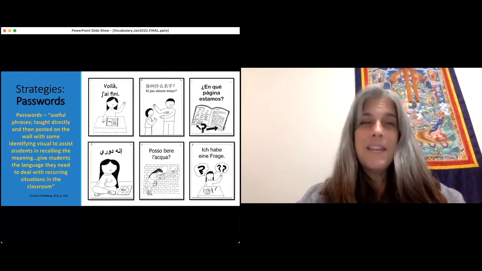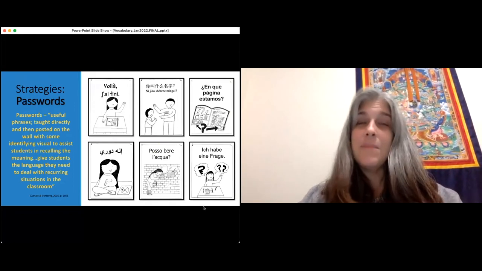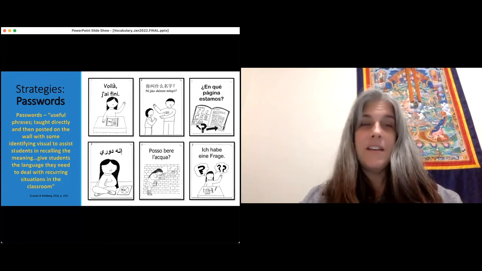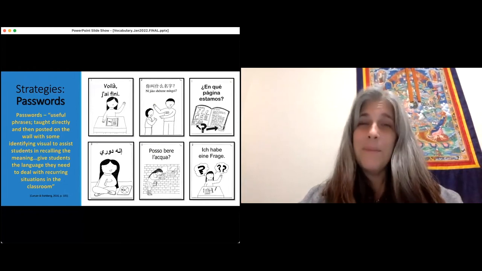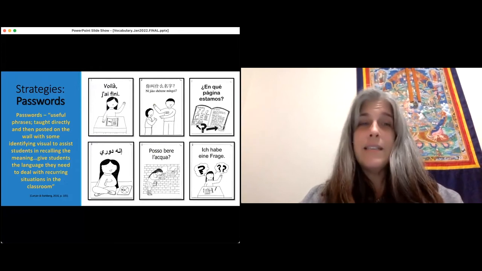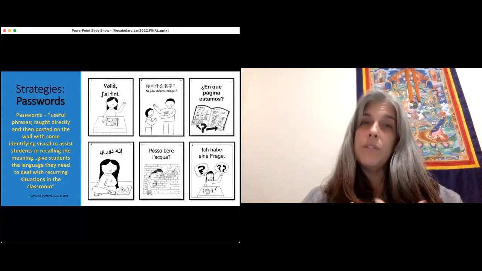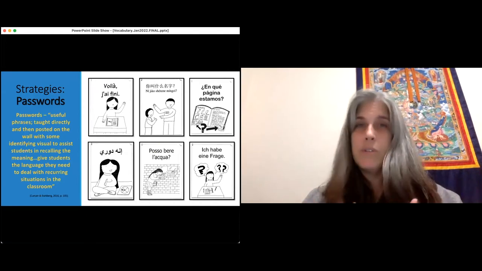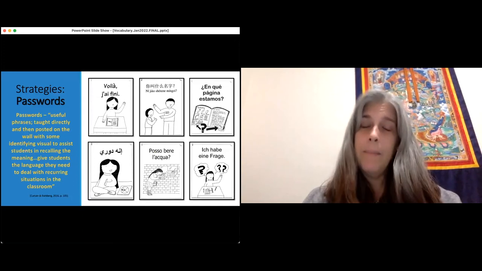Another strategy that we use in my class is the use of passwords. Here you see some examples in multiple languages. These resources are available to you if you would like to use them. They are crudely drawn illustrations that I use in my own class. Passwords are useful phrases that are taught directly and then posted around the room. At the beginning of the year, I show students the collection that I have. It's roughly 50 or so of these mini posters, and they choose around 15 of them for posting in the classroom. They choose the ones that they think would be most useful to them.